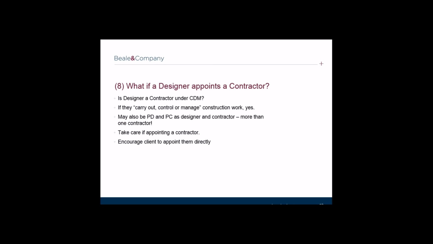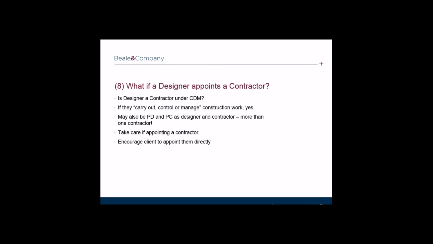If you are a designer and there is the possibility that you will be responsible for appointing a contractor, you should request that the contractor is appointed directly by the client. Otherwise, if you are the only contractor appointed by the client at that time, by way of making that appointment, you may be the only party who the client can therefore appoint as principal contractor, which would involve taking further responsibility that you may not have the skills, experience, and knowledge to carry out.